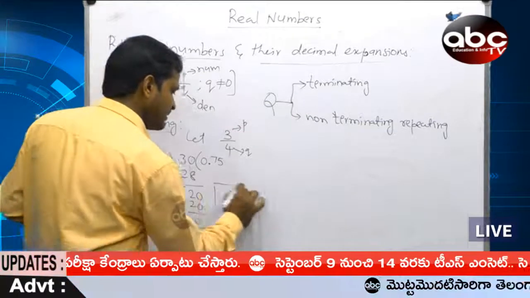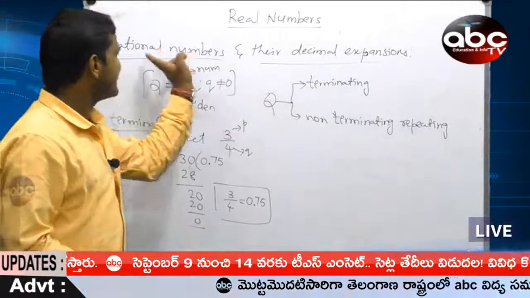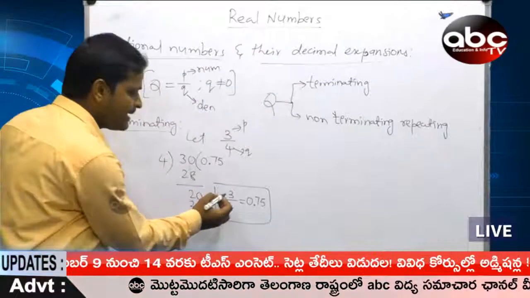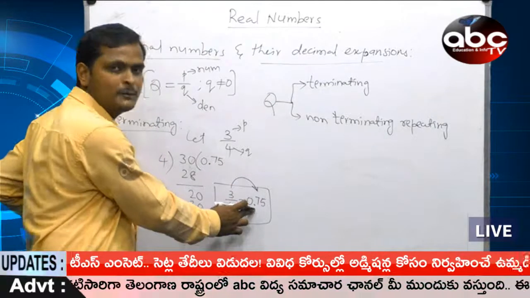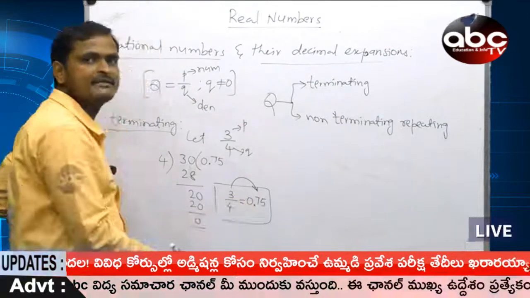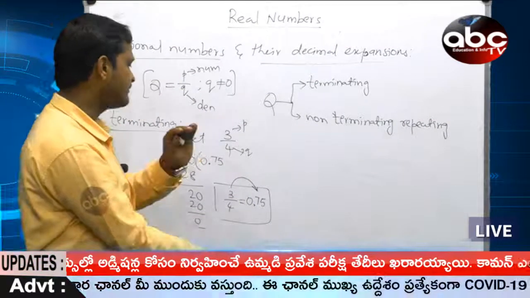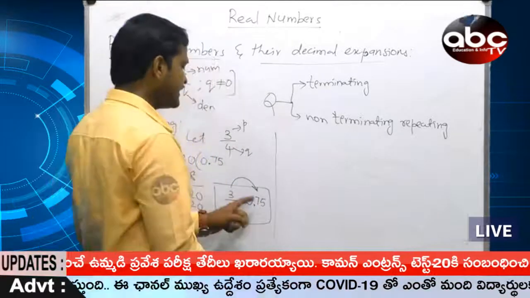0.75. Right? Here we convert rational to decimal. See here, P by Q, 3 by 4, is rational. Then we convert it into decimal. 3 by 4 we can write as 0.75. Then how to convert decimal to rational? Okay. How to convert decimal to rational?